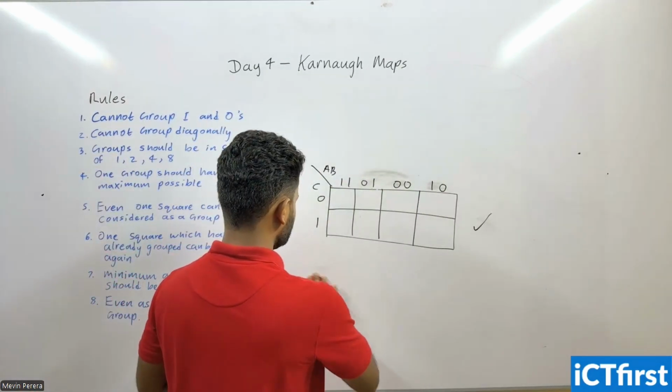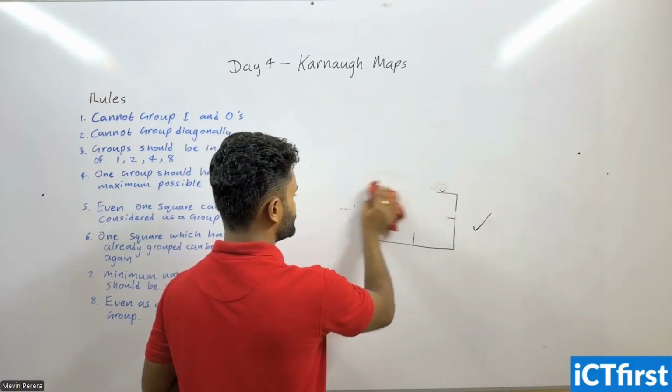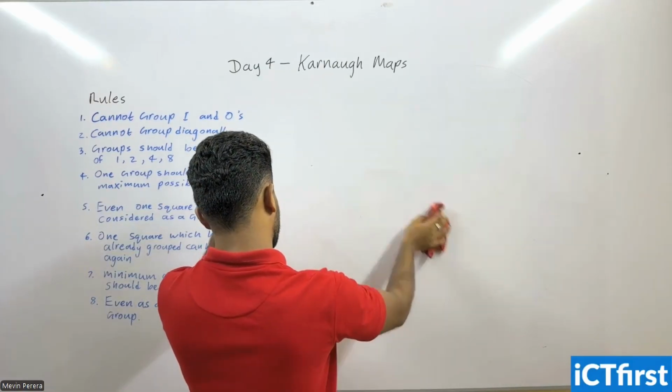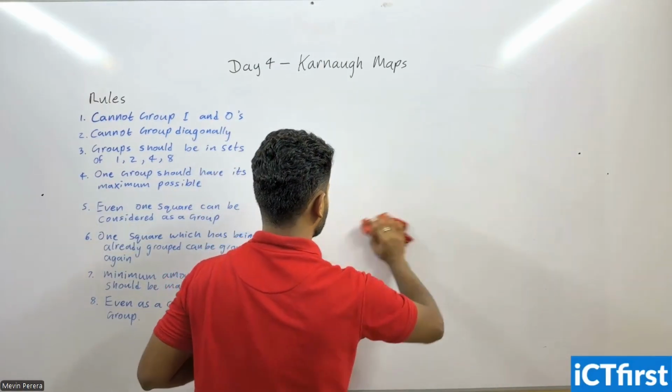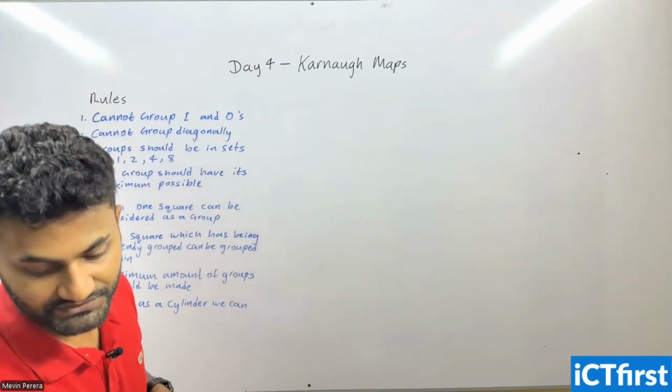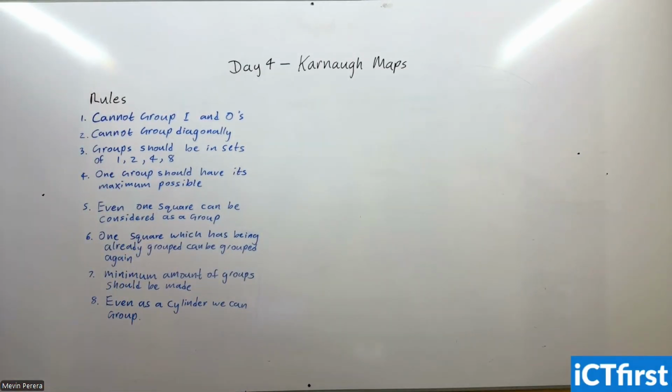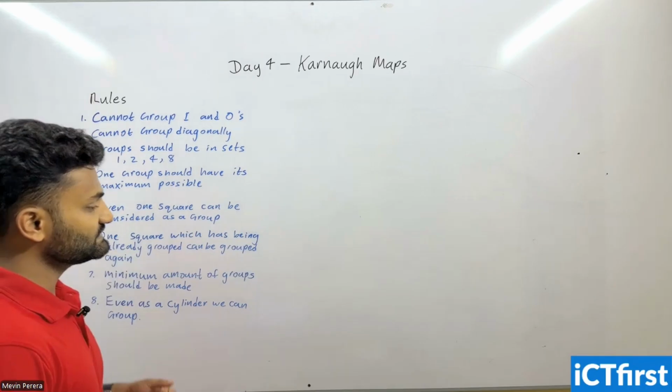All right. So let's go through these laws one by one. These rules, there are a set of rules which you must follow. So the first rule, it says we cannot group ones and zeros.